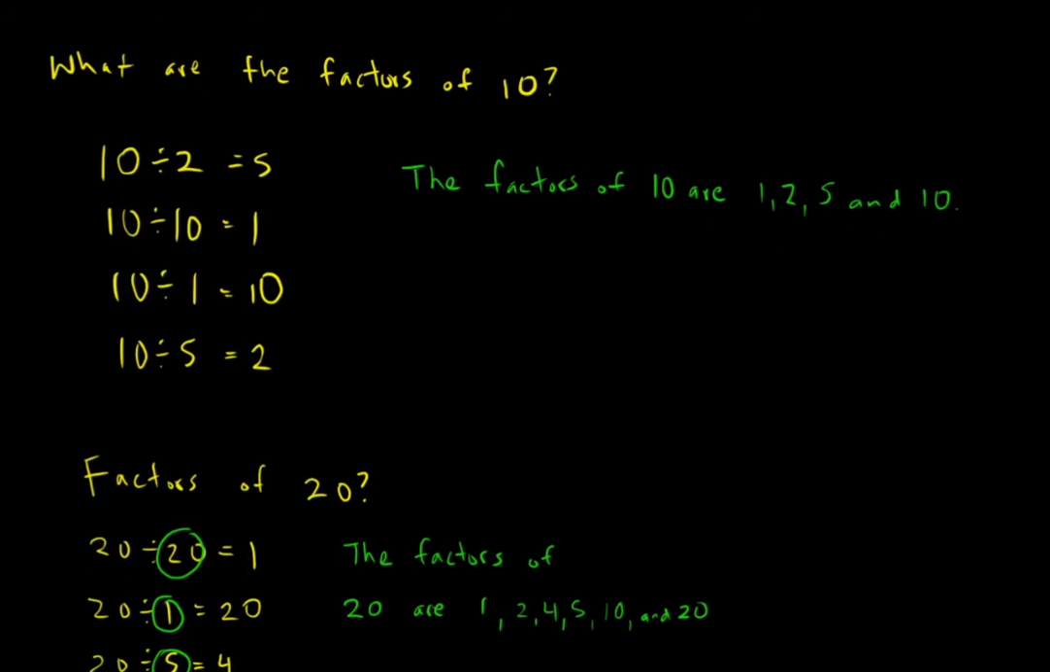The factors of 10. Well, what are all the ways you can get 10? Well, let's see. 1 times 10 will give you 10. 2 times 5 will give you 10. And these, once again, are the factors, and they match the factors we found earlier.